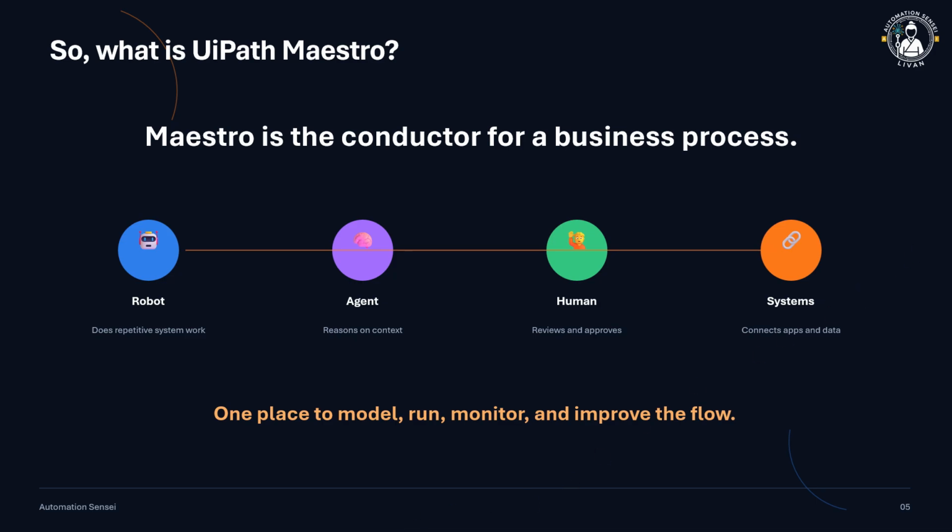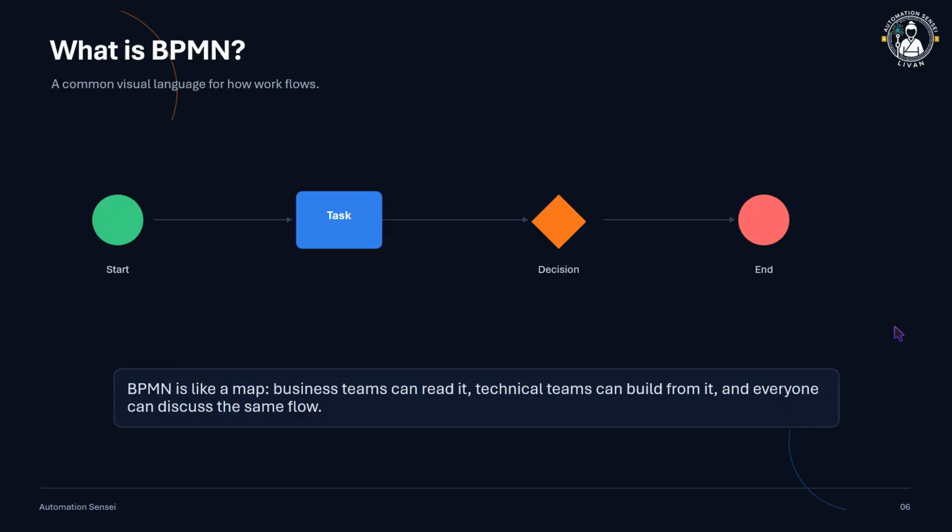And before we understand Maestro deeply, we need to understand that Maestro is built on top of BPMN, right? Now, what is BPMN? BPMN stands for Business Process Model and Notation. That may sound technical, but the idea is very simple. BPMN is a standard way to draw and explain a business process. It helps us show what happens first and what happens next, where the decision is made and where the human is involved, right?